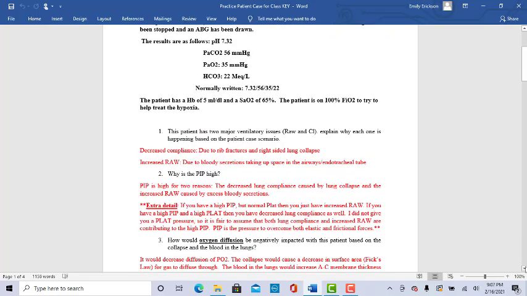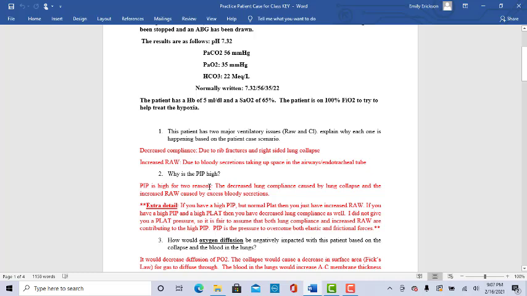Okay, why is the PIP high? So when you're talking about PIP, or peak inspiratory pressure, your peak inspiratory pressure is that inflating pressure that is trying to overcome your elastic and your frictional forces. So the PIP in this situation is high for two reasons. It's high because you know that you have decreased lung compliance. That's what you put in this question up here. And it's also high because you have increased airway resistance, which is your frictional force, which is up here. So that's why your PIP is high.